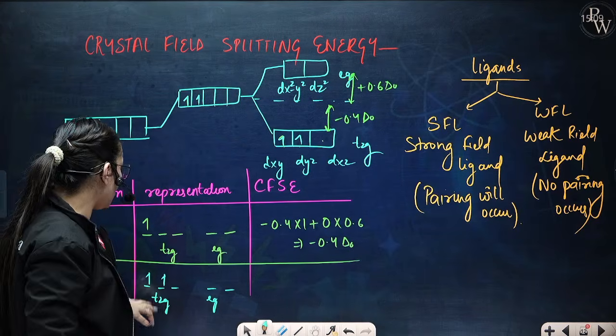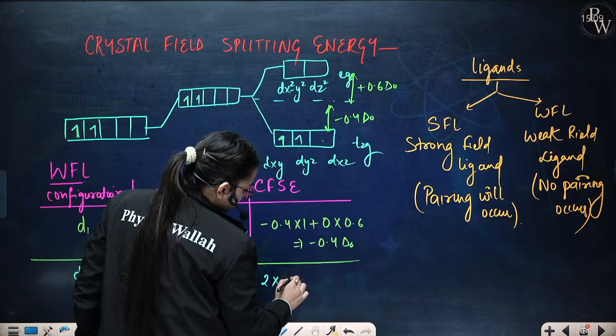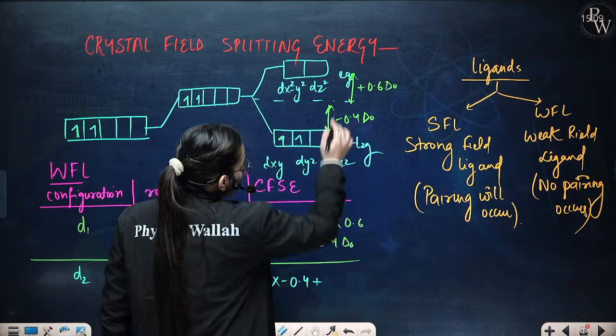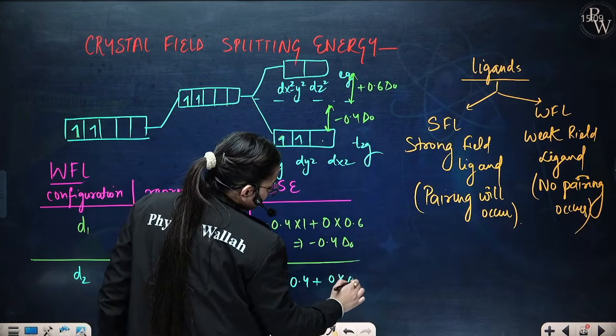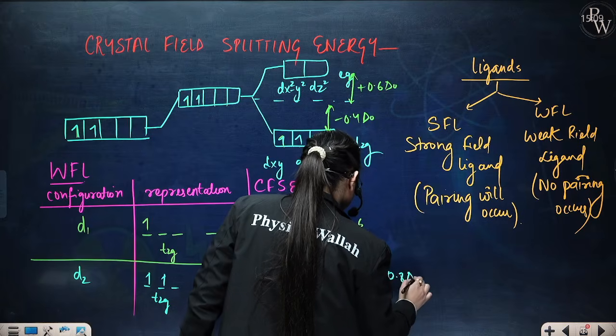How will you calculate? How many electrons? 2 electrons. 2 into, what is the value? Minus 0.4 plus 0 into positive 0.6. What will be the value? It will be minus 0.8 delta naught.